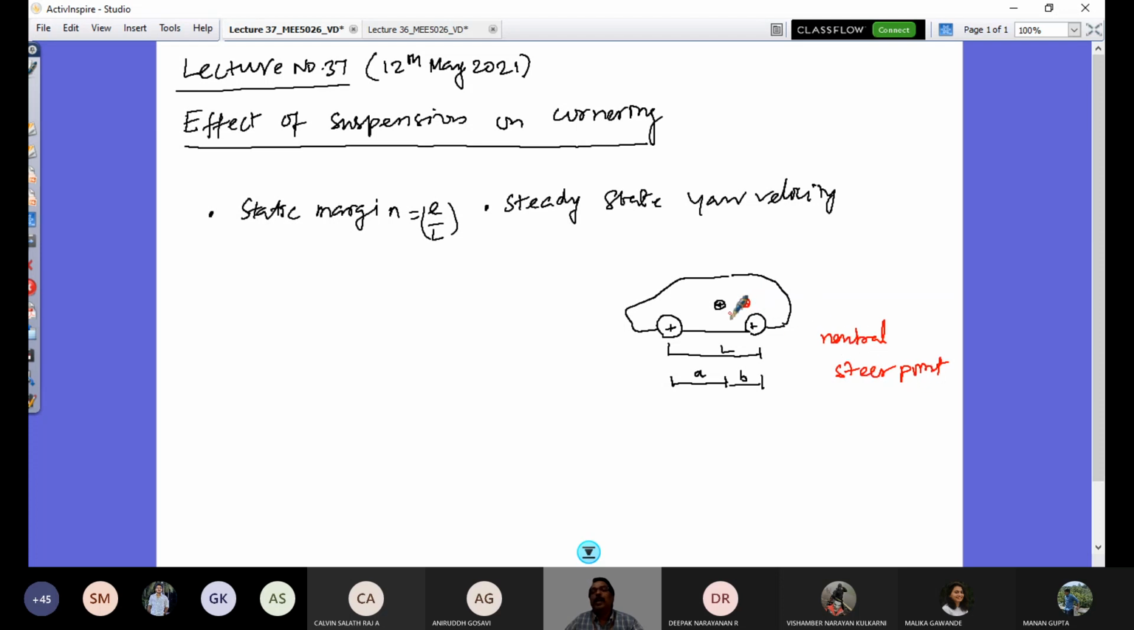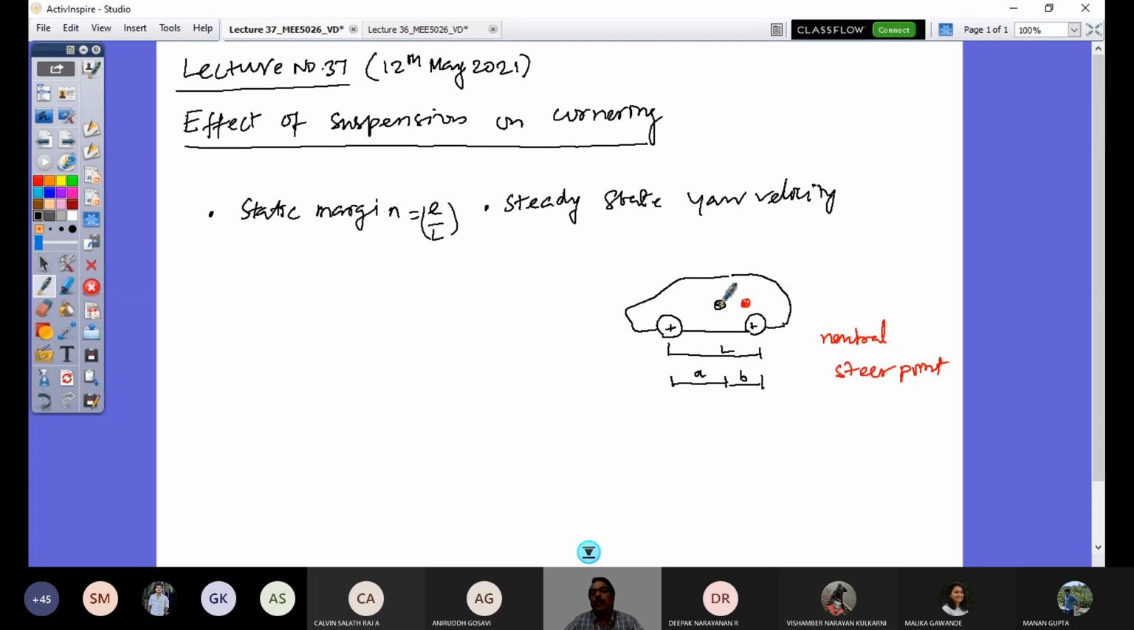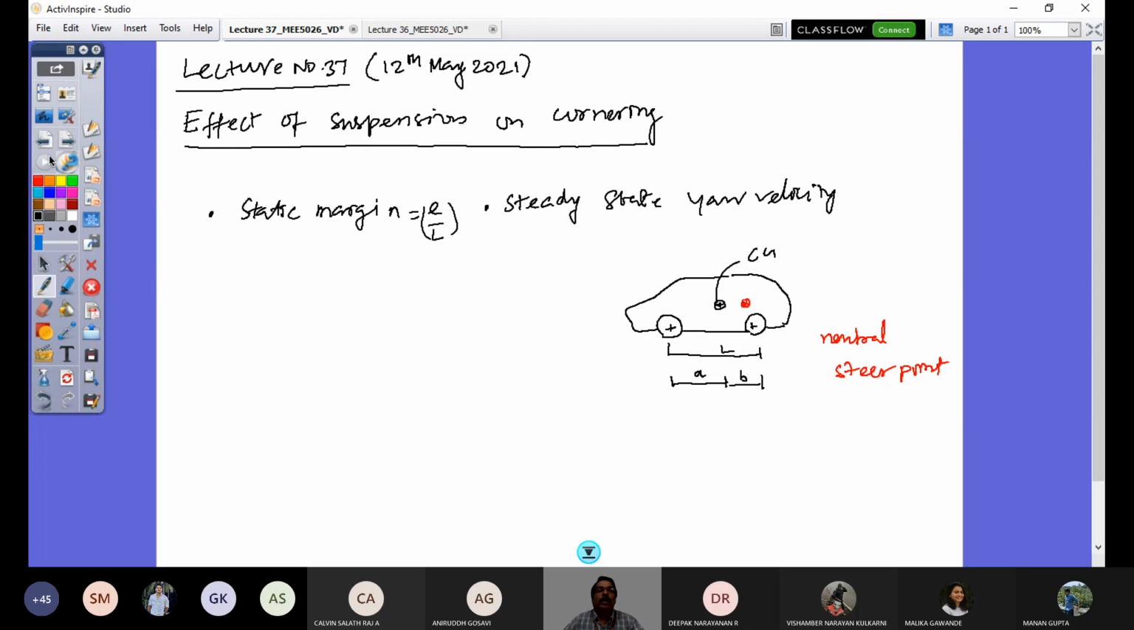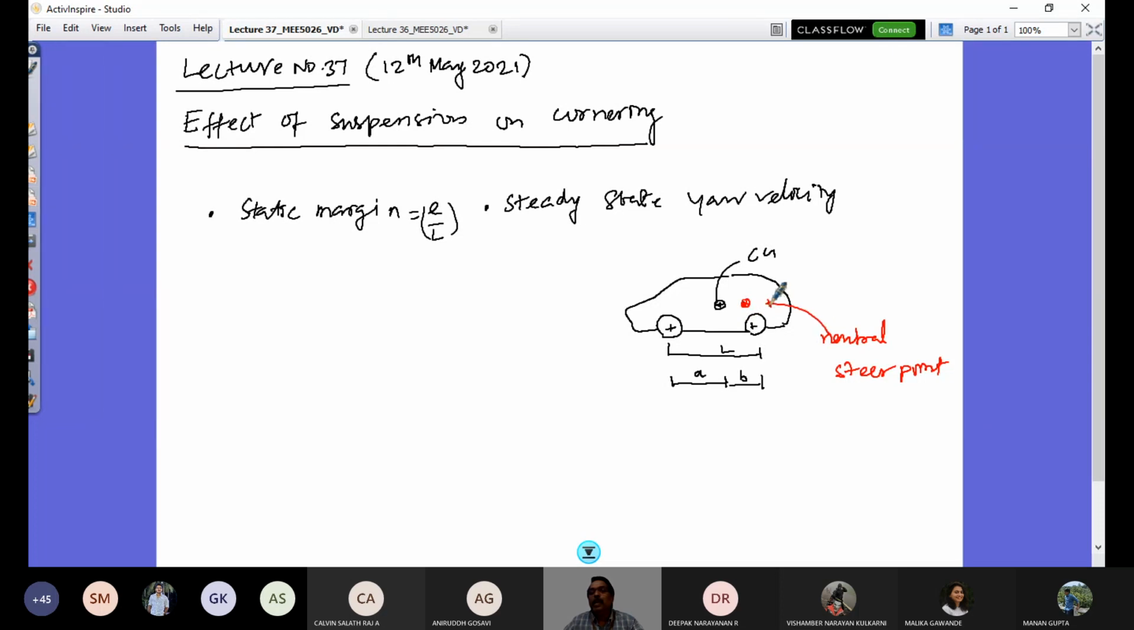And this neutral steer point can be behind the CG location. This is the CG. It can be behind the CG location, or in front of the CG location, or it can also coincide with the CG location. This point is called the neutral steer point, and it can vary, with its position changing along this line called the neutral steer line.